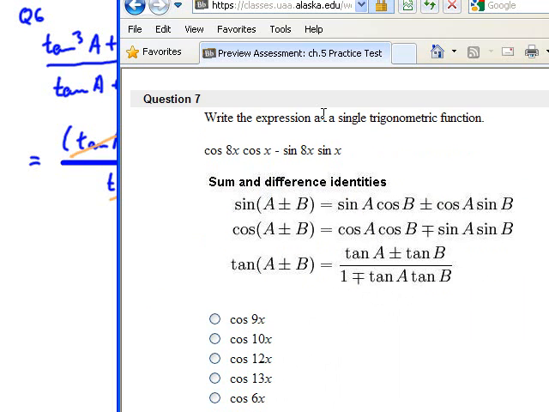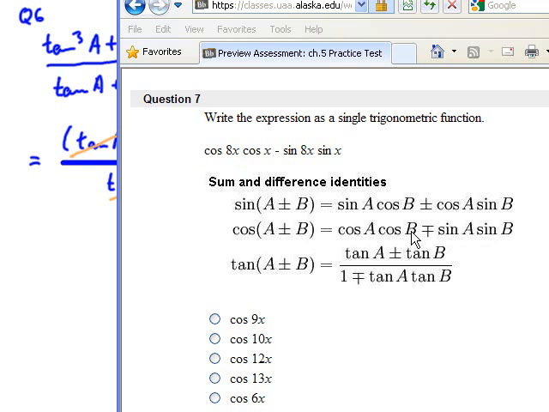Question 7 says write an expression as a single trigonometric function. So I have a cosine 8x cosine x minus sine 8x sine x. For that one, I'm looking at the right hand side, where I have a cosine times cosine minus sine times sine, and therefore I'm going to have cosine plus for that minus. So therefore it's the second one. I don't even need to write this down.